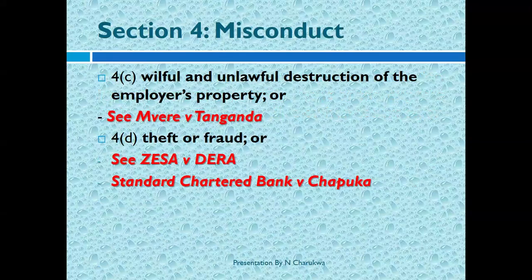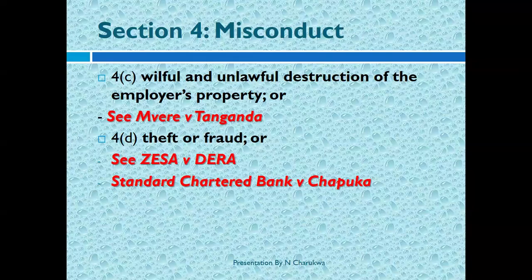4C, willful and unlawful destruction of the employer's property, that we call vandalism. Vandalism is an offense which is dismissible according to SI 15 of 2006. So if employees, maybe they are in a protest and they destroy company property, again, the term here is willful. In other words, it is direct, it is intentional. If it is an accident, that is not willful. But if it is intentional, then it becomes willful, and it is a dismissible offense.